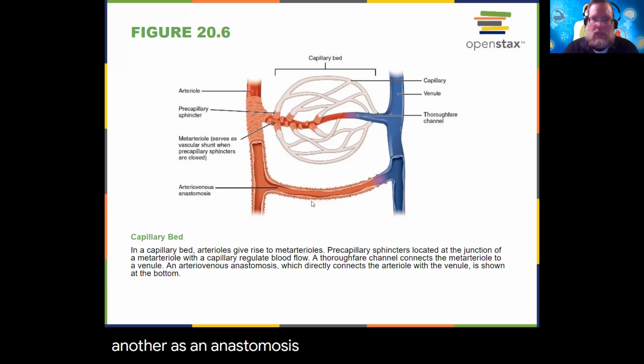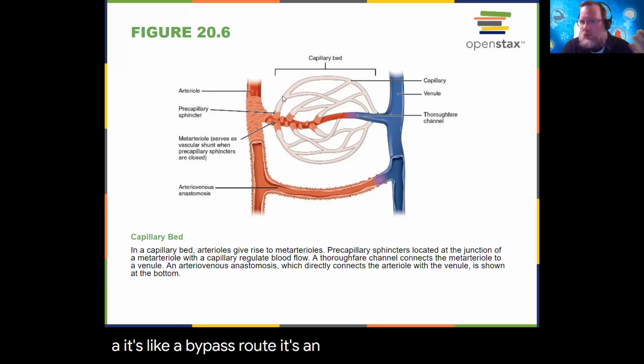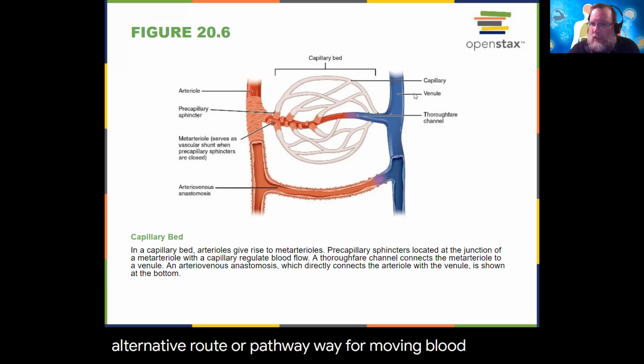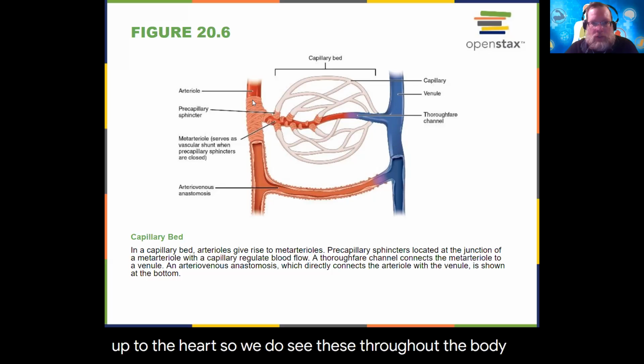We do see this again throughout the body. It's almost like a bypass route, an alternative route or pathway for moving blood. Again, we may need to get blood shuttled over to a certain area quicker, and so we don't want it to have to go through all of these different side roads to get over to the venule and get back up to the heart, or to get to the liver and then up to the heart. So we do see these throughout the body, strategically located.